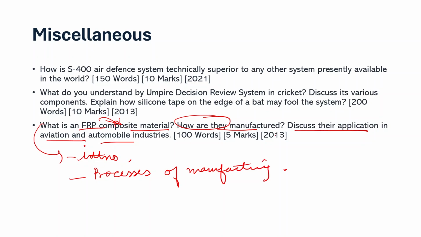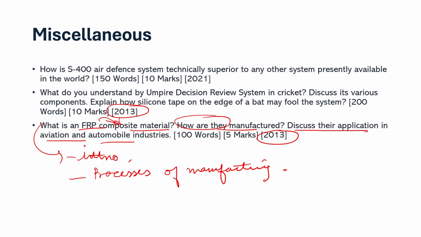Again, you can see that these questions are from 2013, so that year the paper was slightly on a difficult side. There were many questions which were very factual. Usually in mains now you don't see very factual questions, but back in those years some factual questions were asked. So process of manufacturing of FRP composite is a very factual thing, right. It's not something that is commonly known.